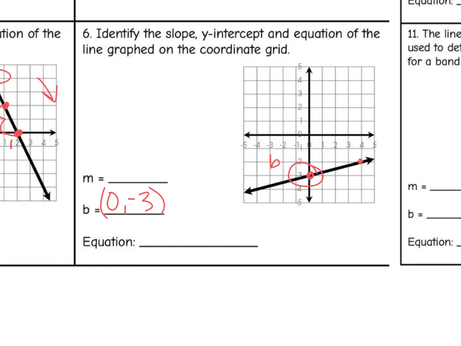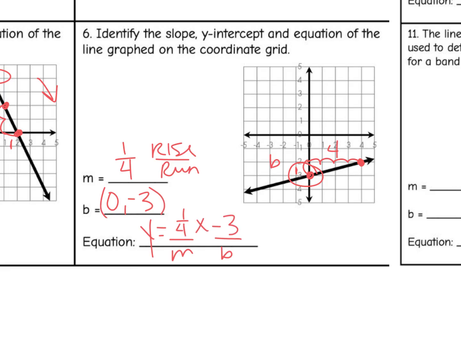Find your other pretty point. Here we go. Rise 1, run 4. 1 over 4. Remember, always rise over run. Some of you are still flipping that. So y equals 1/4 x minus 3.